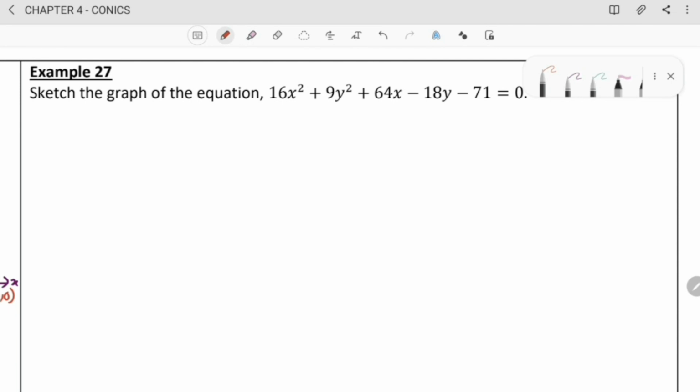Then we continue with example 27. It asks you to sketch the graph. It gives you the general equation of the ellipse. So let's start completing the square, because there is a coefficient on x and y. So we start by writing again the equation, plus 64x minus 18y minus 71.